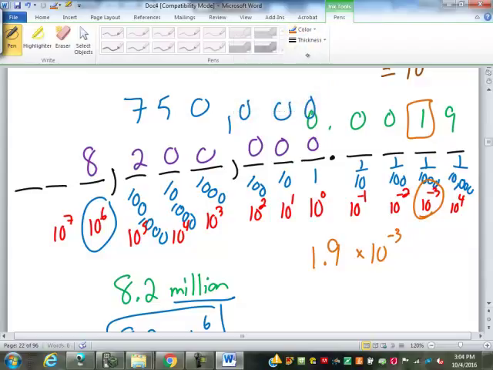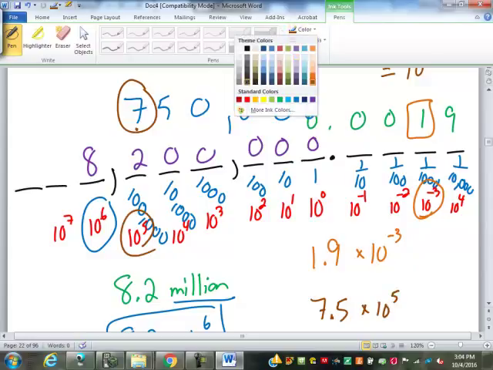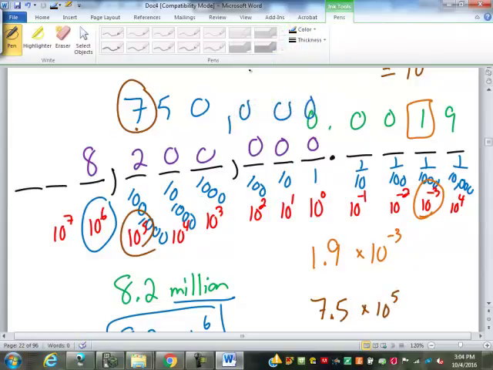So I'm going to put it as 7.5. So I have one digit in front of the decimal point. What place value is that 7 in? 10 to the 5th. So times 10 to the 5th. That's all scientific notation is. It's naming the place value of that first digit. So that digit that's in front of the decimal point, the power of 10 is naming its place value.